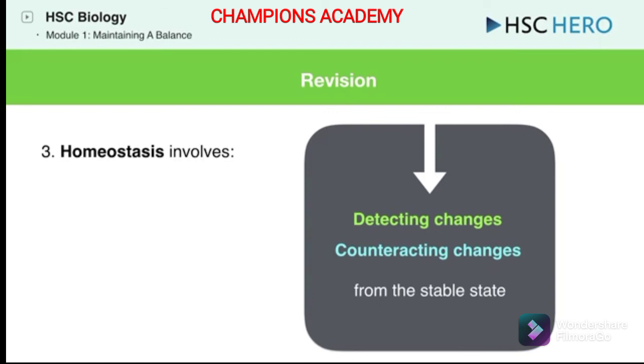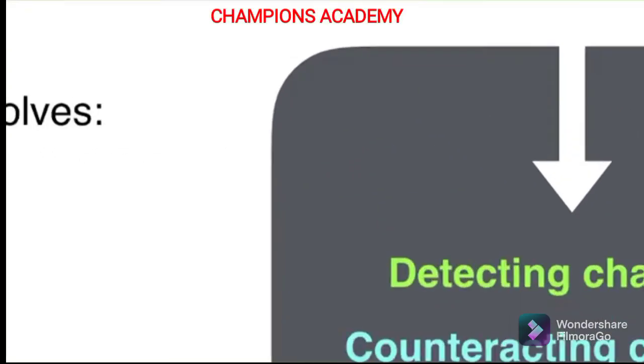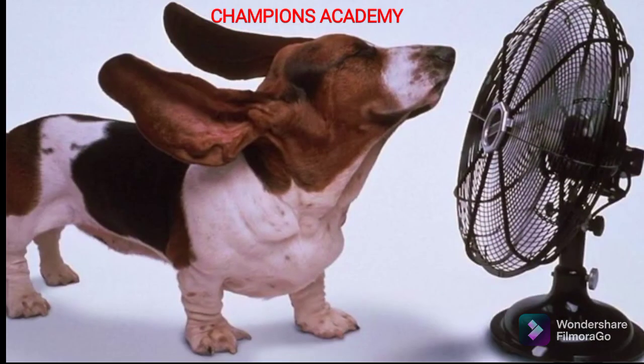Thirdly, homeostasis involves detecting change from the stable state and counteracting change from the stable state. This third concept will be explained in greater detail in the next video tutorial, where you will see that our body contains very specialized cells and organs that are able to detect and counteract these changes in the internal environment. We will once again use body temperature as an example, so you will at least have some idea about what's going on when we explain how our bodies maintain a constant internal environment despite the hot external environment. All this stuff is easier than it sounds, honestly.